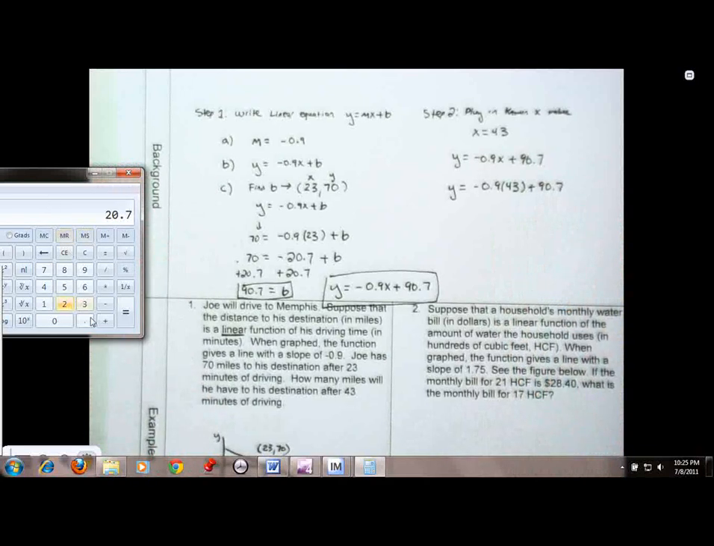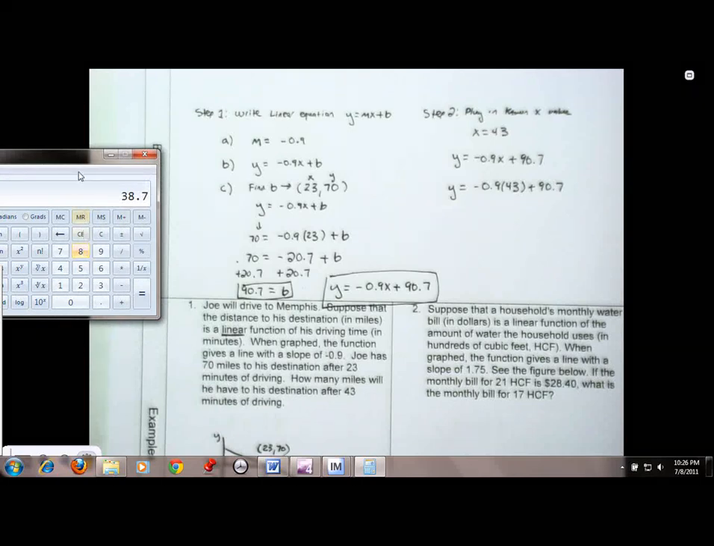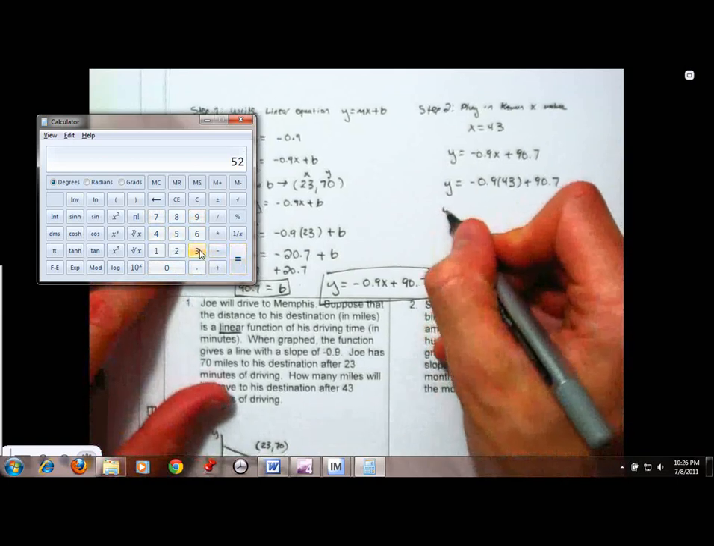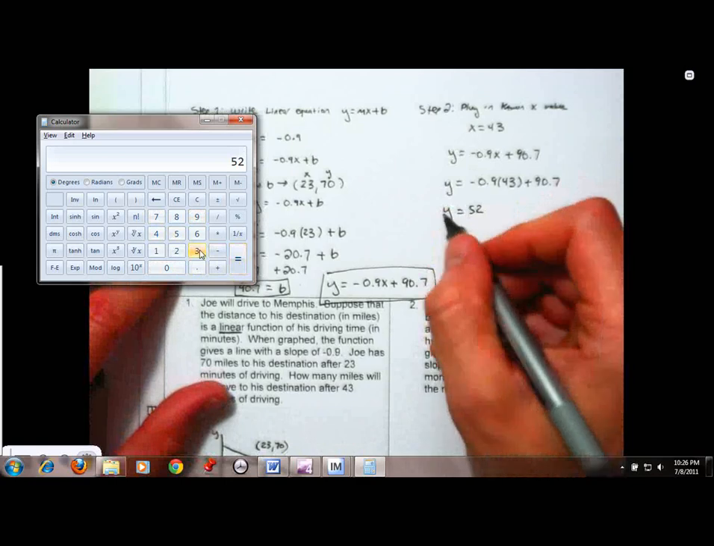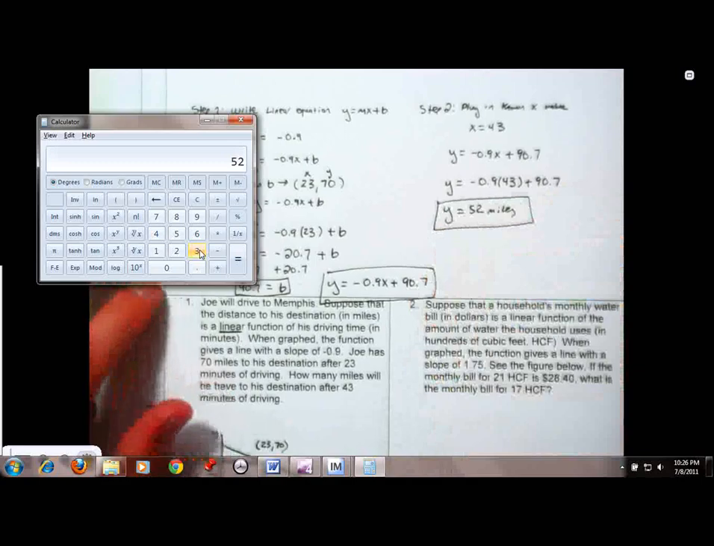So we've got 0.9 times 43. Again, I know that that should be negative. And then I'm going to add 90.7 to that answer. And we end up with 52. What that means is that we have 52 miles to go after 43 minutes.